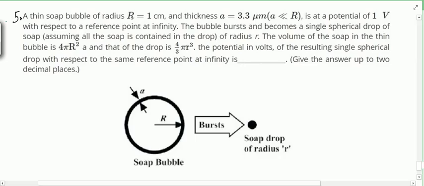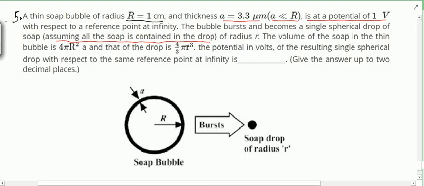Here a thin soap bubble of radius R equals 1 centimeter is given, and thickness is 3.3 micrometer, and you can assume that this thickness is very much smaller than the radius of the bubble, and it is at 1 volt with respect to the reference point at infinity. The bubble bursts and becomes a single spherical drop of soap, assuming all the soap is contained in the drop of radius r. यानी कि कोई भी जो soap का content है वो lost नहीं हुआ, it's just transformed into this small drop.